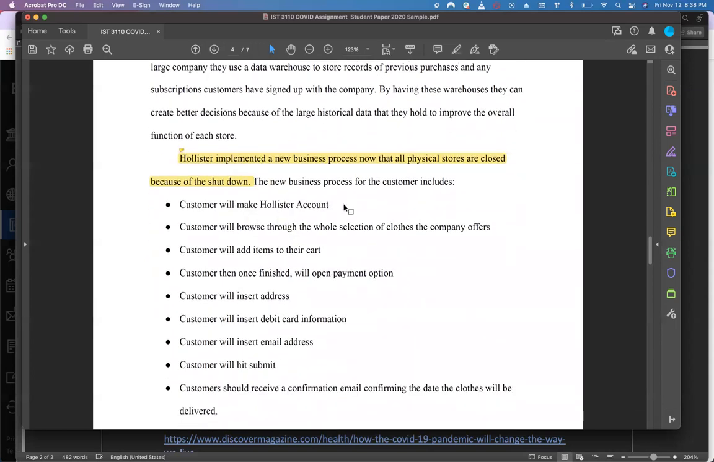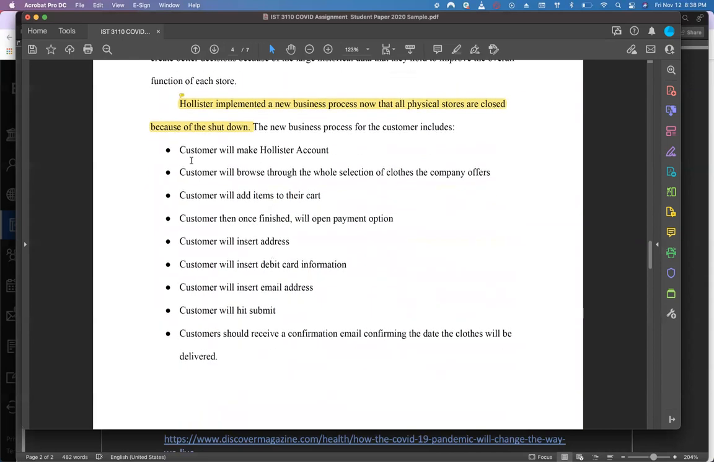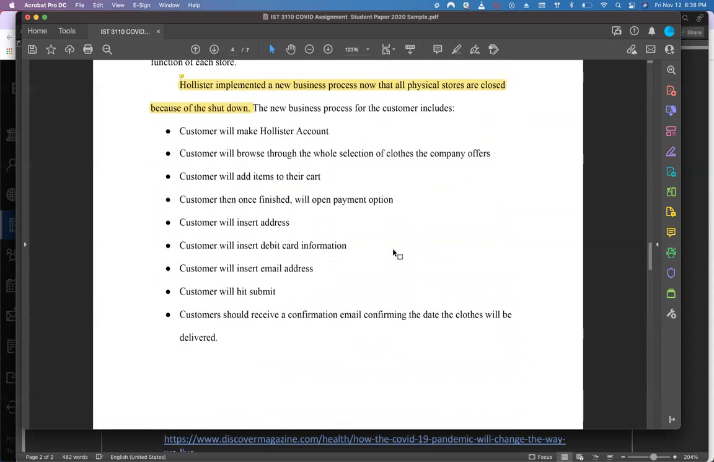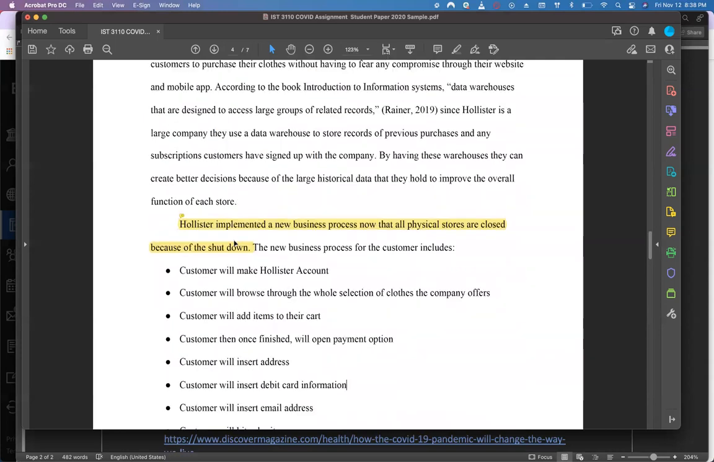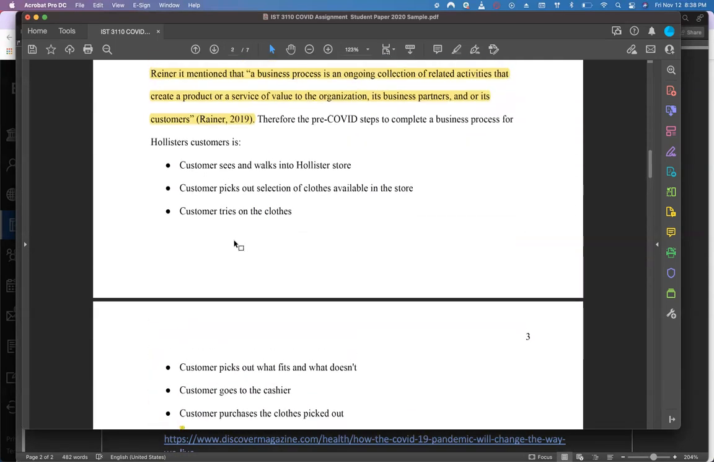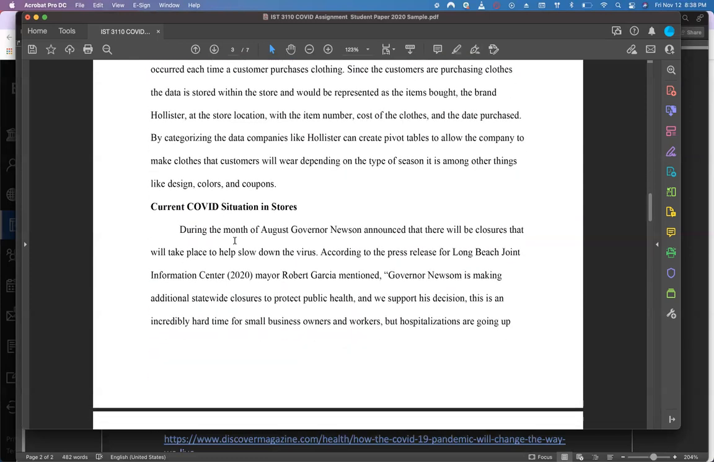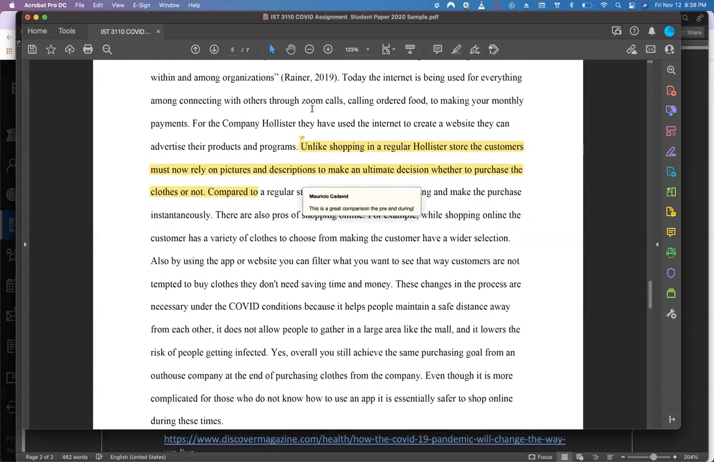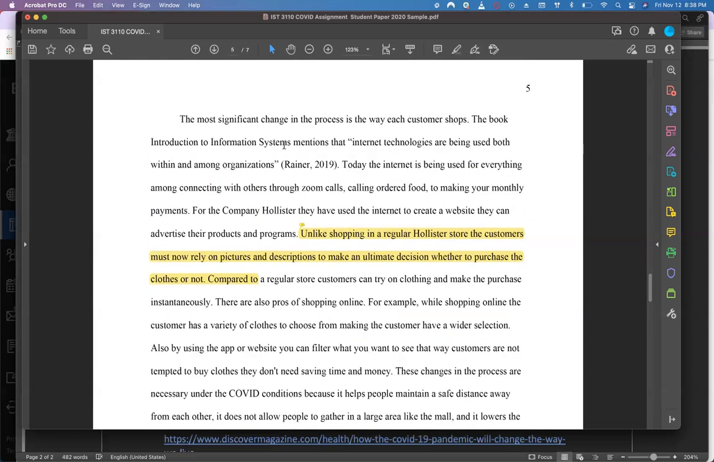So this is during COVID, right? Now they'll create an account, browse through the whole selection, add items to their cart, open a payment option, insert the address, debit card info, email address, hit submit, and the customer should receive a confirmation email. So this is now during COVID, right? Very clear. This is pre-COVID, very clear that you were going into the store to do this. Post-COVID or during COVID, everything changed. And now the last part, right?